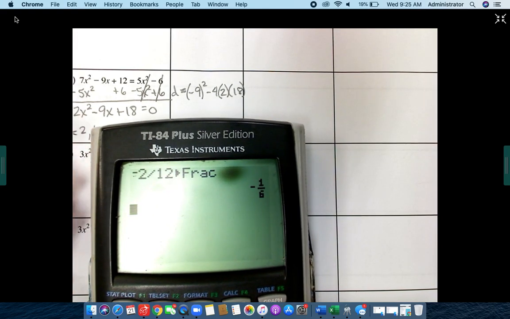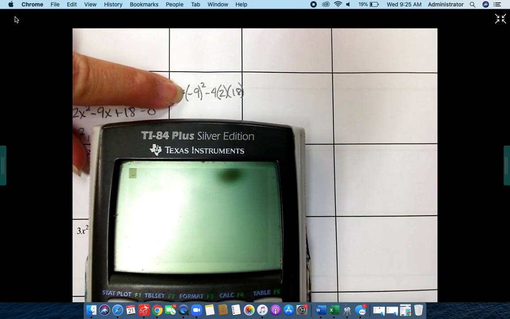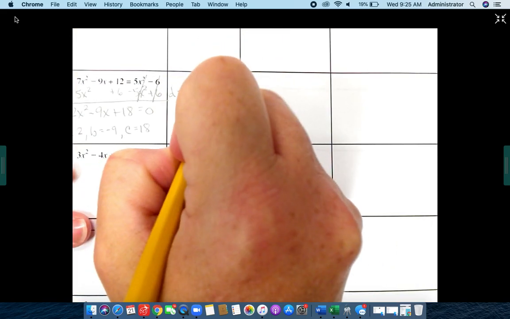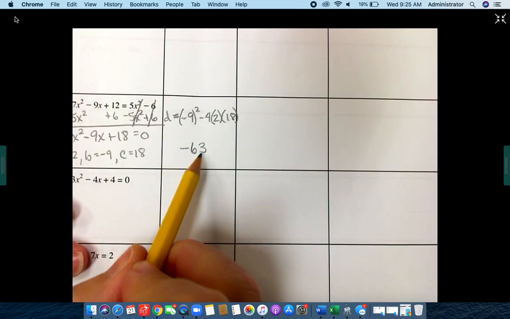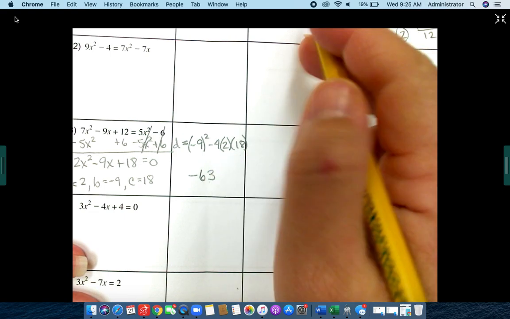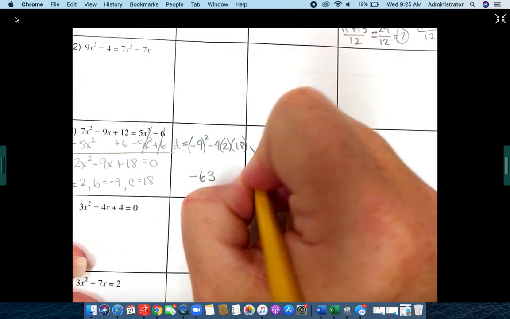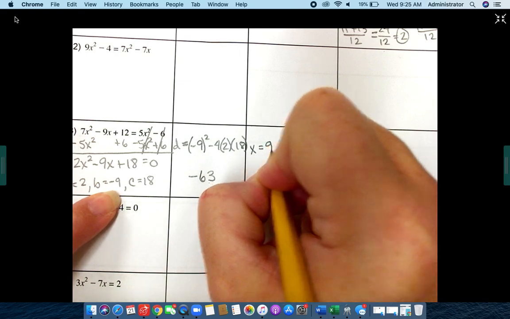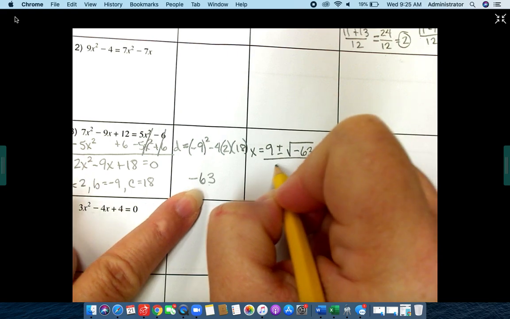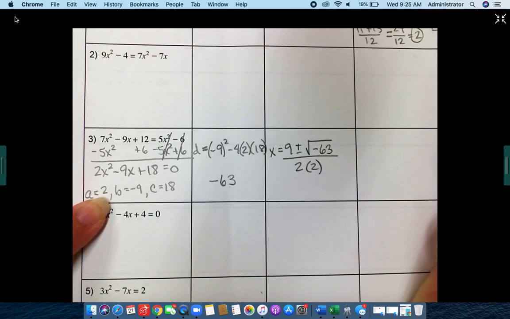I'll be real honest. When I type this in now, I just go ahead and square that number, and I know it's always positive. So I'm going to do 81 minus 4 times 2 times 18. And I get negative 63. Interesting. Remember from yesterday, when we get a negative, we have two imaginary solutions. So now we want to substitute into our formula. x equals opposite b plus or minus the square root of the discriminant all over 2 times a.